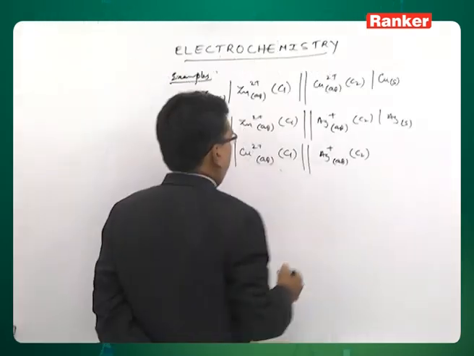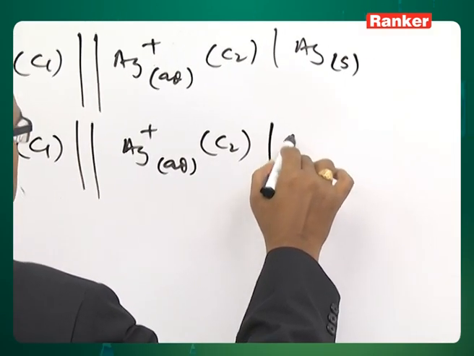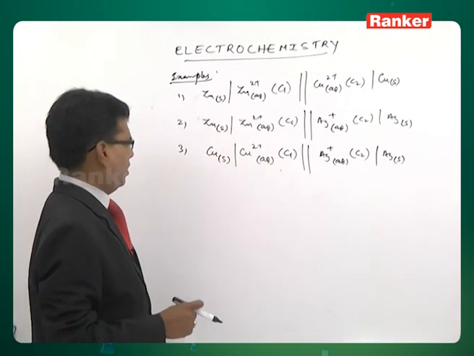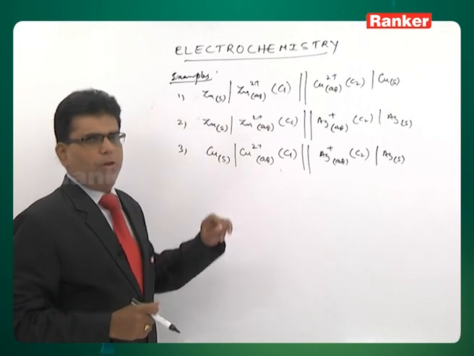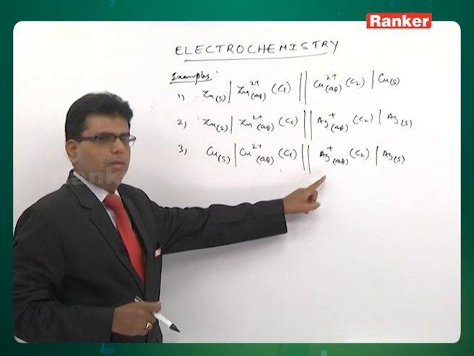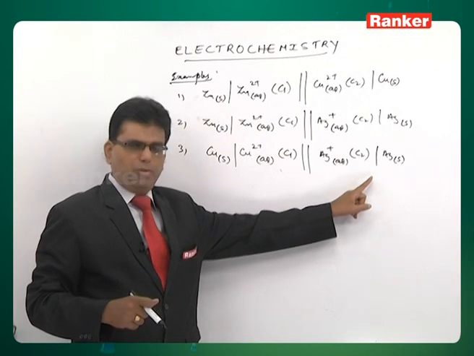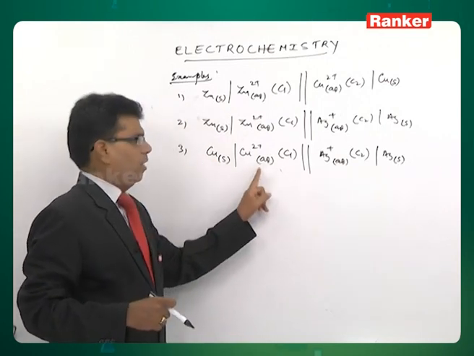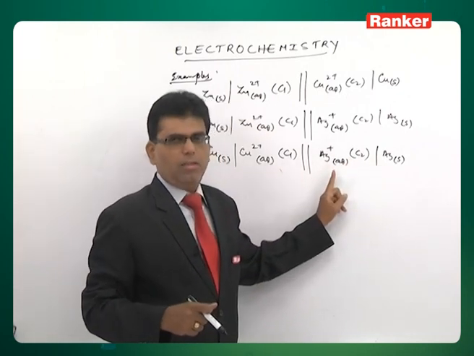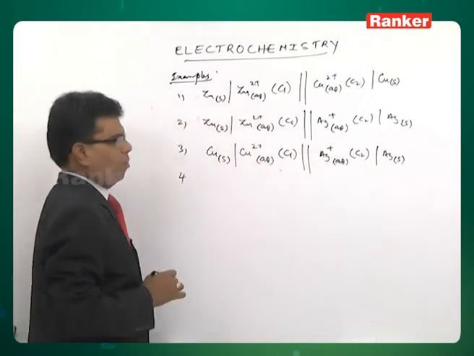Because out of zinc and copper, zinc is more electropositive. So, zinc acts as anode and copper acts as cathode, but in the copper silver combination, copper is more electropositive than silver. So, that is the reason that copper acts as anode and silver acts as cathode. This is a copper rod dipped in copper sulphate, this is silver dipped in a solution like silver nitrate. Now, these are all metal combinations.